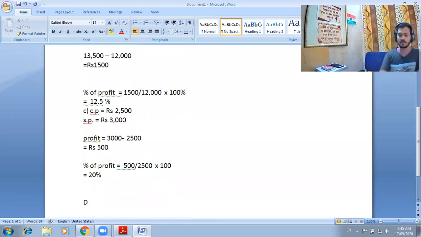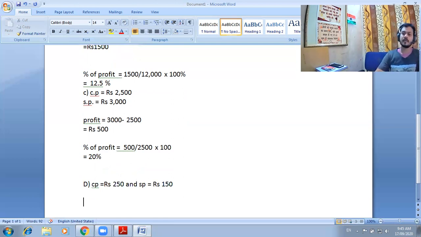Then proceed to D from question number one. D: a skirt bought for rupees, again it is similar. CP equal to rupees 250 and SP equal to rupees 150. Again, but it is different from the other questions. Why? Because the CP is greater than SP. So reply me, in this question are we getting profit or loss? Okay, we are getting loss.